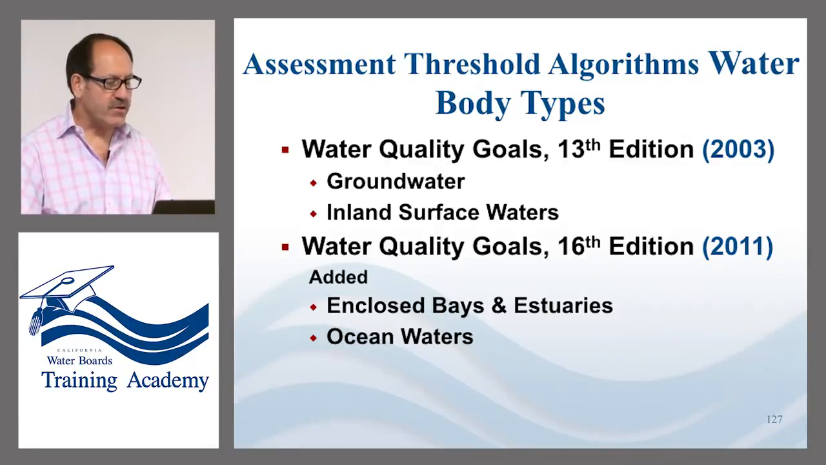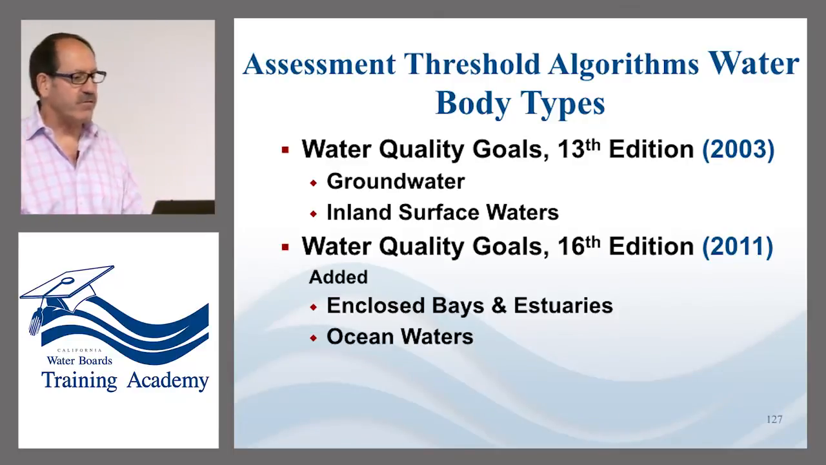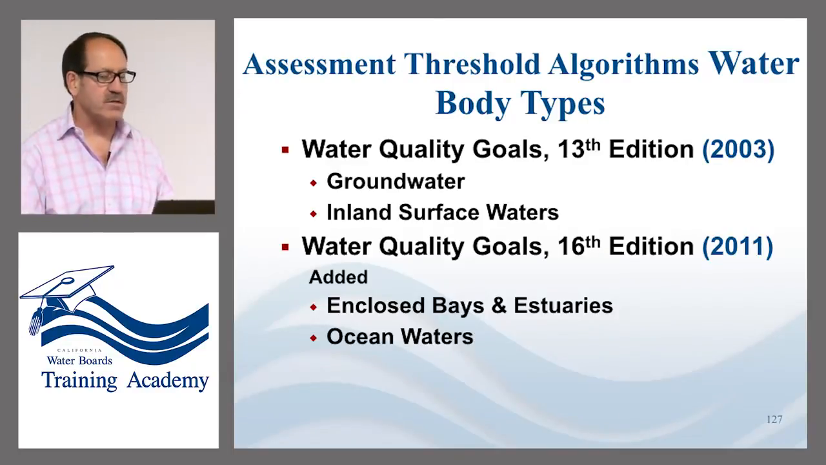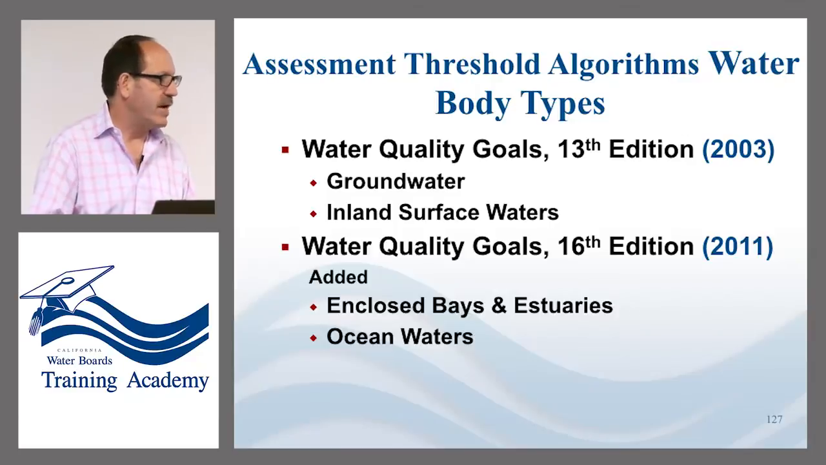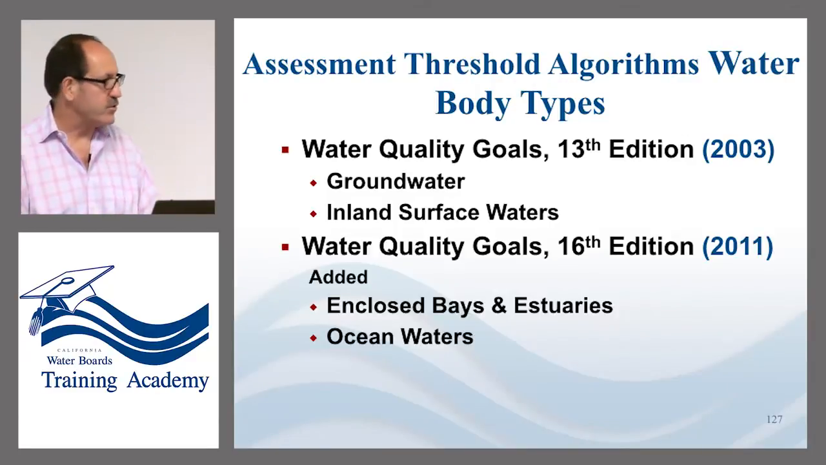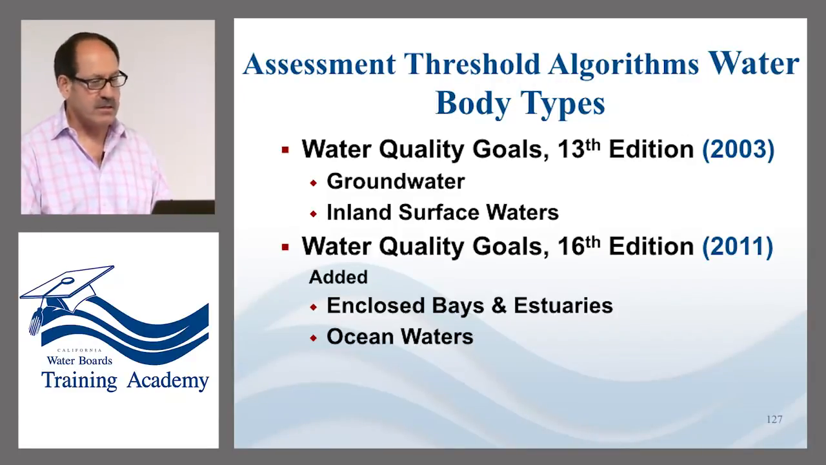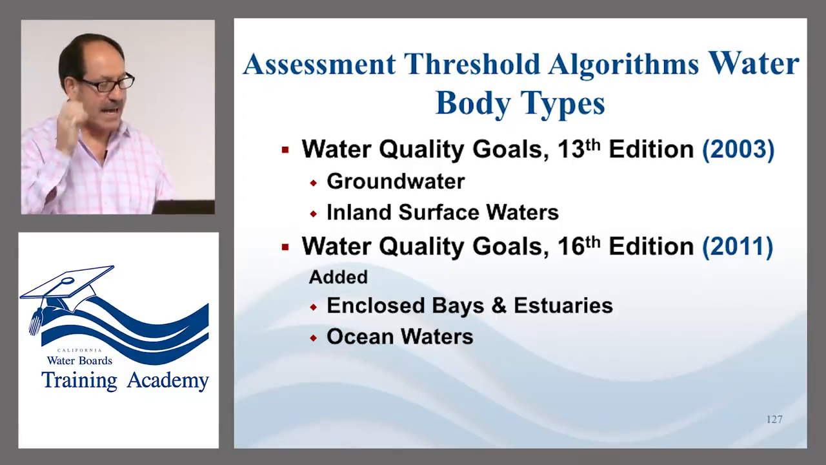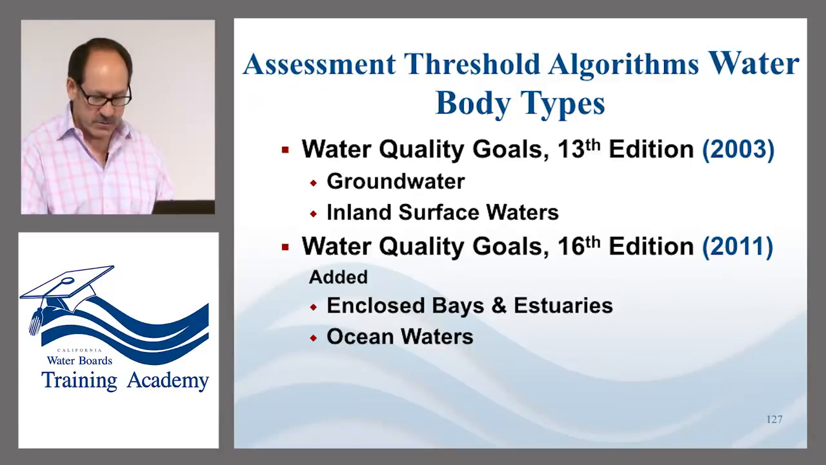The first two algorithms that I put together were for groundwater and inland surface waters. This is when I worked for the Central Valley Board, and we didn't have to worry about enclosed bays and estuaries or ocean waters in the Central Valley region. But then I came to the State Water Board, and in the 16th edition of Water Quality Goals, I added two more algorithms.